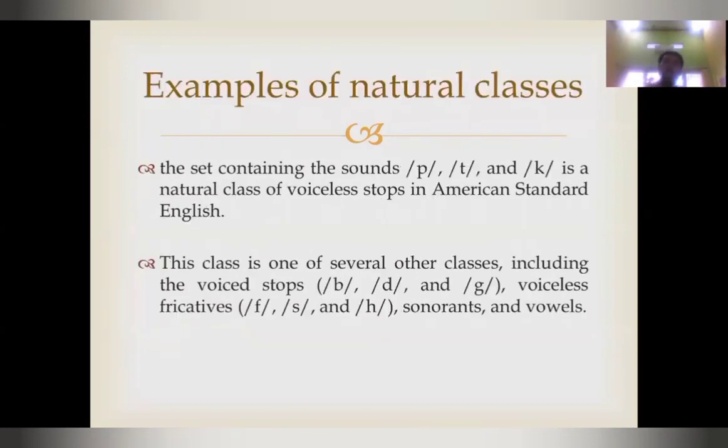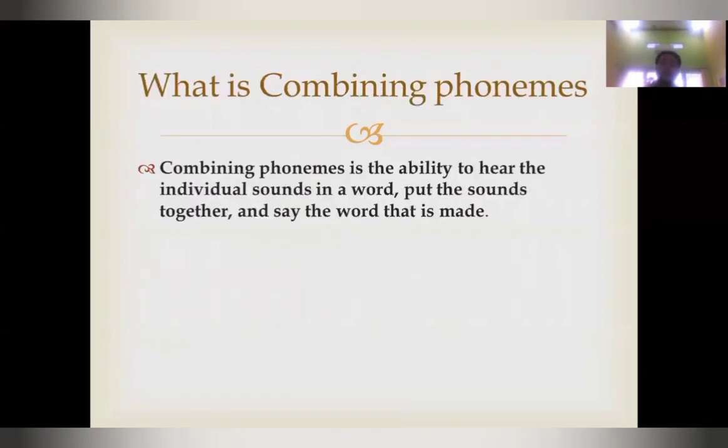The example of natural classes: the set containing the sounds P, T, and K is a natural class of voiceless stops in American Standard English. And this class is one of several other classes, including the voiced stops, which are B, D, and G, voiceless fricatives F, S, and H, sonorants, and vowels.